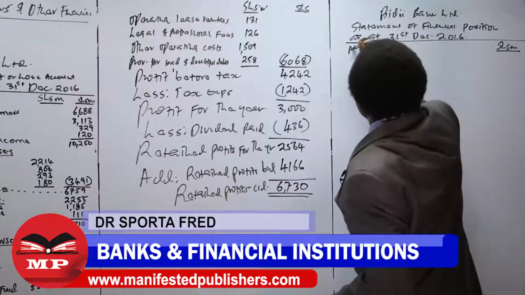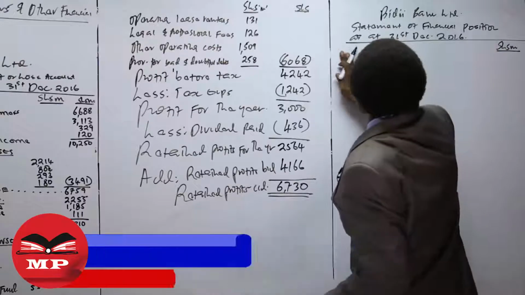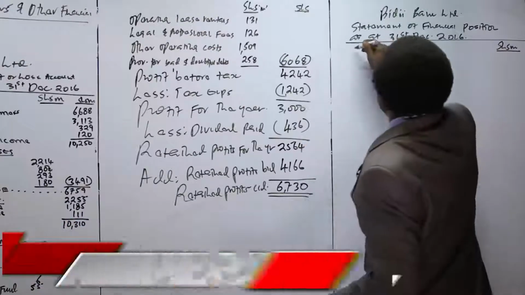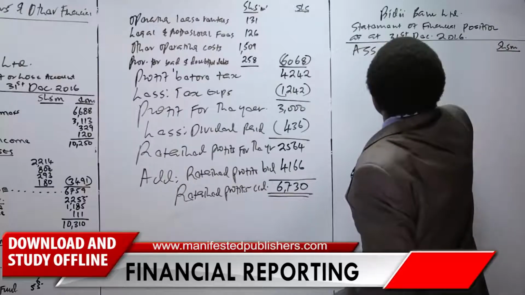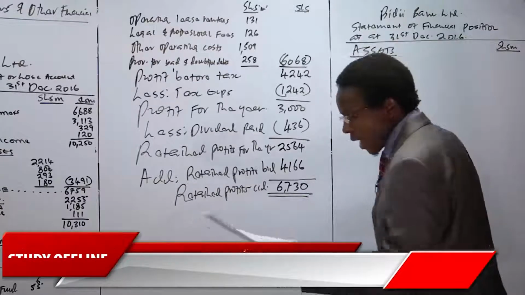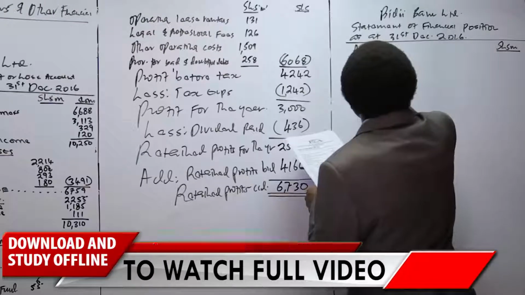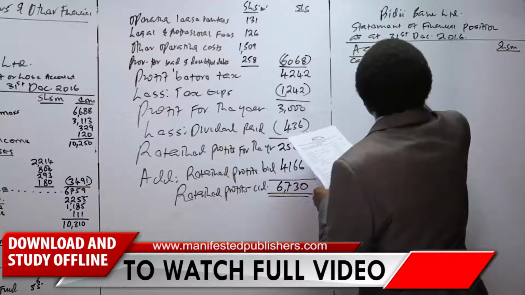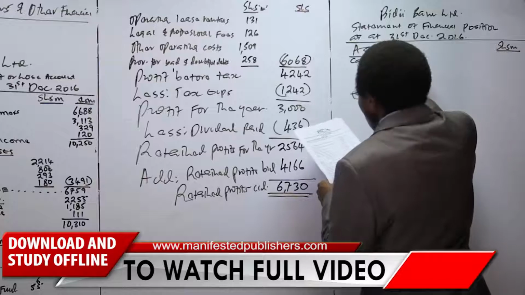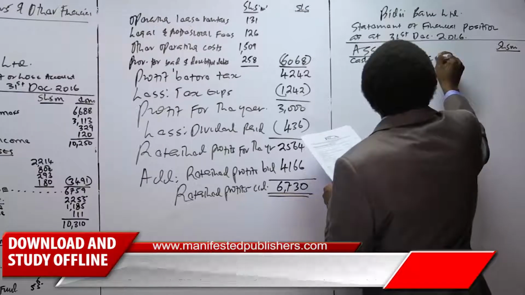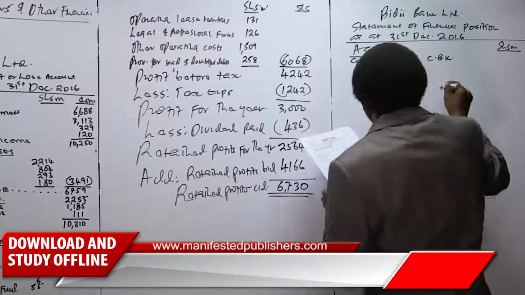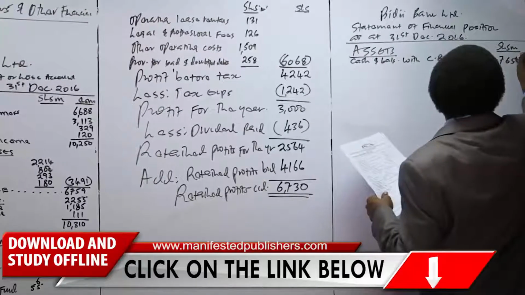So we start with the non-current assets. This is under IAS 30, remember. We just recognize the assets from the most liquid to the least liquid. So we start with the cash and balances with Central Bank of Kenya, and that is 7650.